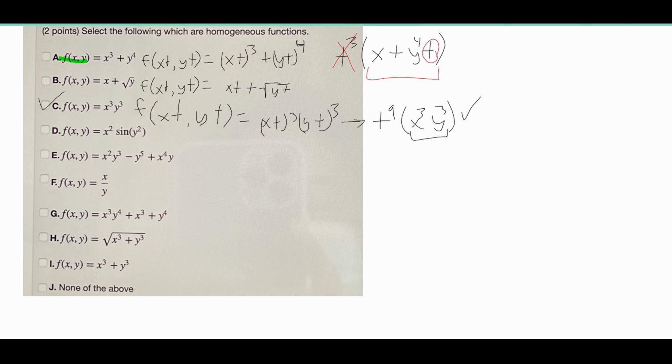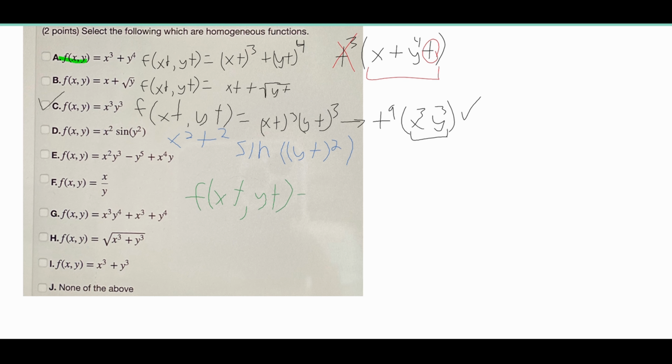For d, if we plug t into our equation, we are going to get an x squared times t squared, and then a sine, and then inside of here we are going to have our yt, and this is going to be squared. We can't factor out a t in here since it's inside of our sine, so this is not a homogeneous function. E is pretty interesting.